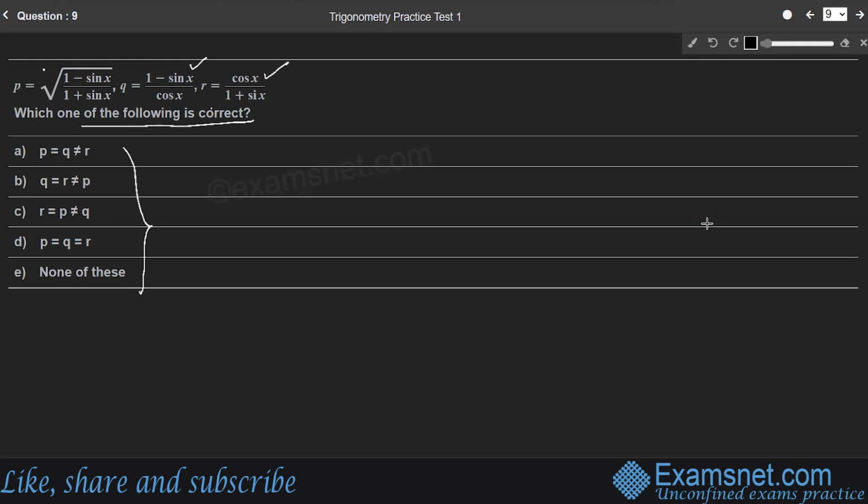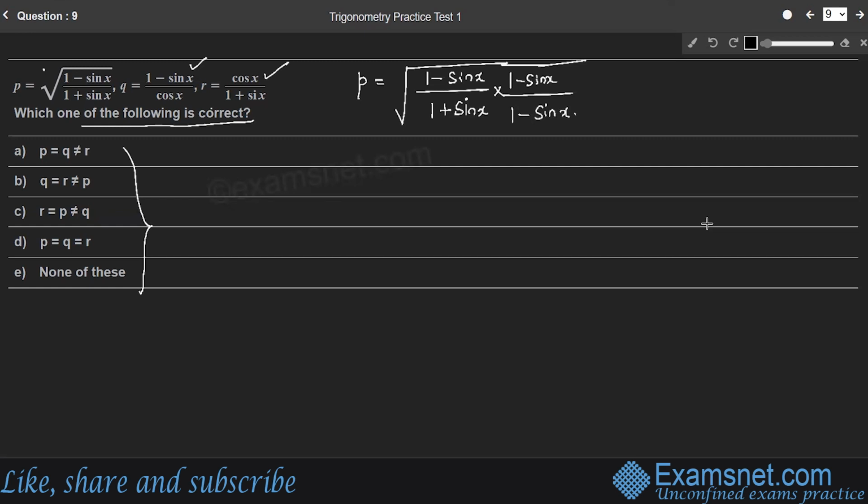So for that, we'll consider P is root of 1 minus sin x by 1 plus sin x. Here we need to decide whether P is equal to Q or R, whether P is not equal to Q or R. So we'll consider the term which is inside the square root, 1 minus sin x by 1 plus sin x. When you multiply and divide by 1 minus sin x, there will not be any change in the value of the expression, so 1 minus sin x by 1 minus sin x.